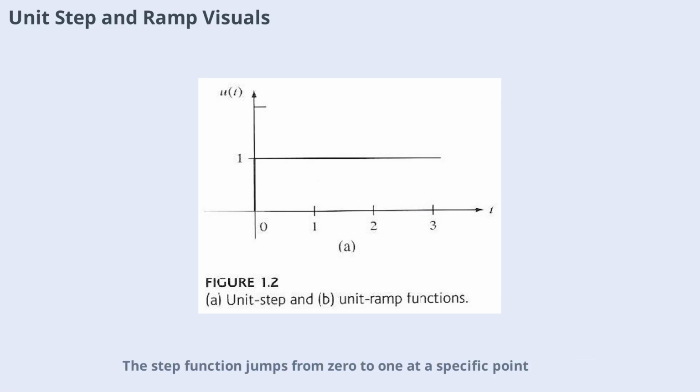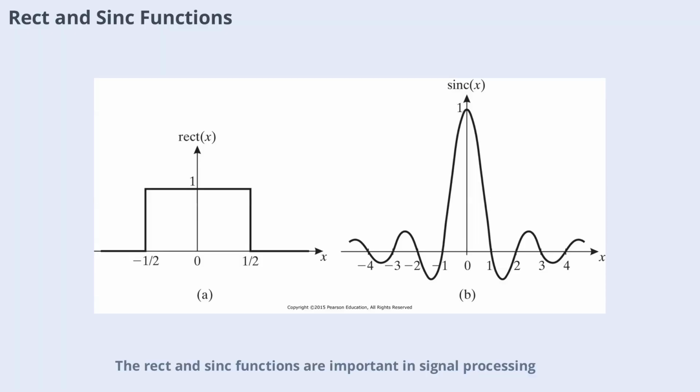The step function jumps from 0 to 1 at a specific point, while the ramp function starts at 0 and increases steadily. These simple shapes are the foundation for more complex signal behaviors and are widely used in system modeling and analysis. Rect and sinc functions are important in signal processing.